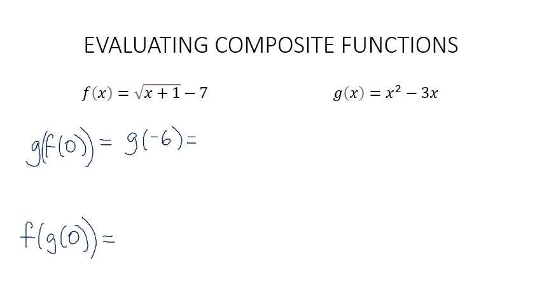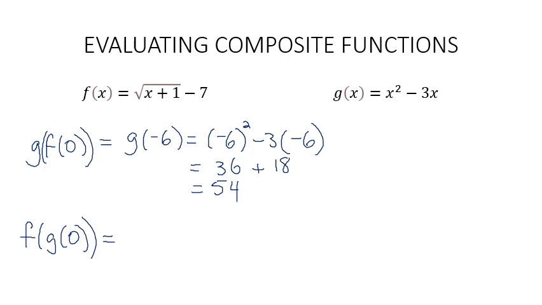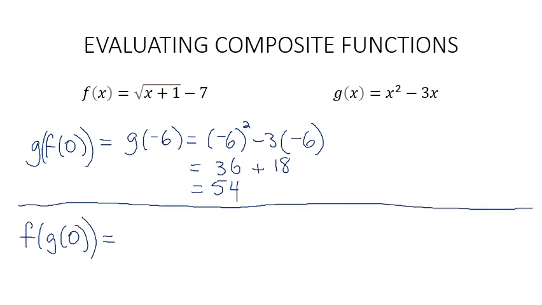Now we move to this outside function g, and we can replace this x with negative 6. So g of negative 6 is negative 6 squared minus 3 times negative 6. This is positive 36 plus 18, which is equal to 54. g of f of 0 is g of negative 6, which is 54. It took two steps to get the answer because we're dealing with two separate functions.